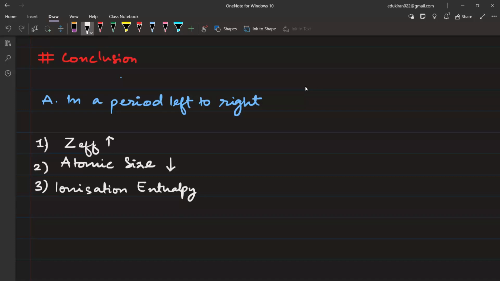The nuclear charge will increase, so the positive charge will also be greater. Positive charge greater, more attraction. Size is smaller, more attraction. So removal of electron will be very difficult. So ionization enthalpy will increase.